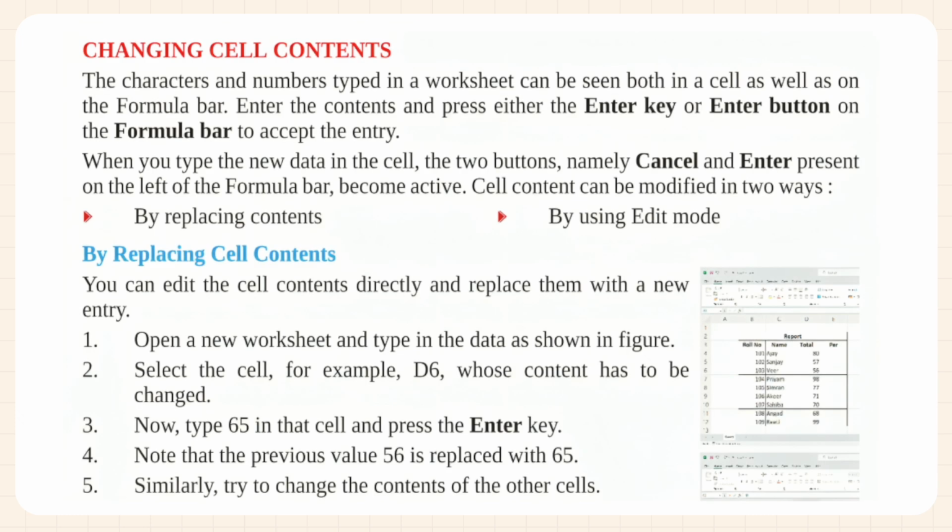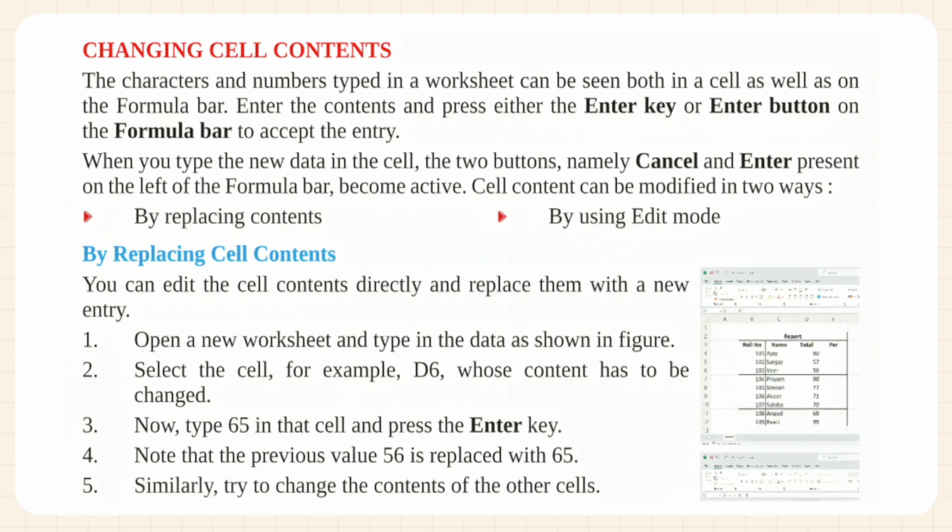Changing cell contents. The characters and numbers typed in a worksheet can be seen both in a cell as well as on the formula bar. Enter the contents and press either the Enter key or Enter button on the formula bar to accept the entry. When you type the new data in the cell, the two buttons, namely Cancel and Enter present on the left of the formula bar, become active. Cell content can be modified in two ways: by replacing contents, and by using Edit mode.